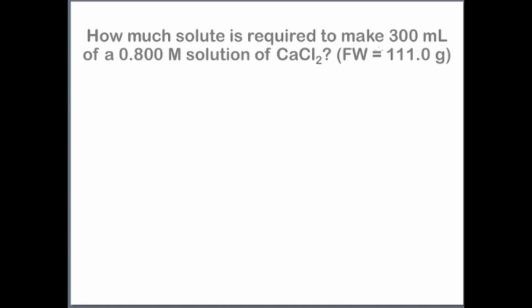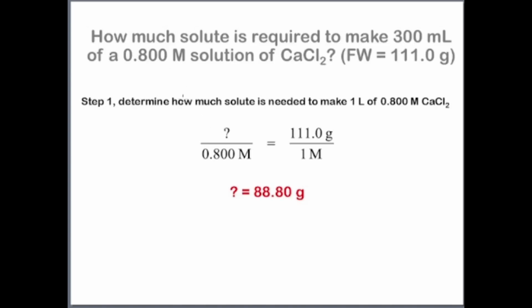But let's go to a situation where you want to make 300 mils of 0.8 molar solution of calcium chloride. Here's our formula weight. Now, when we start to get into something like this, we can do that using proportions, and I'm going to show you how to do that, and then I'm going to show you a way that's more efficient than using proportions. So if you wanted to use proportions, you would do it in 2 steps. First, you would determine how much solute is needed to make 1 liter of 0.8 molar.